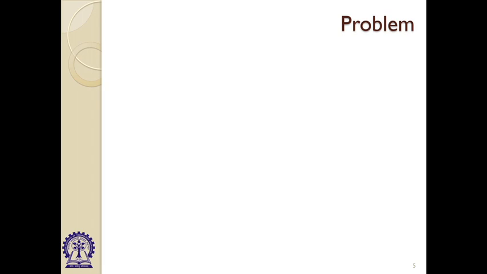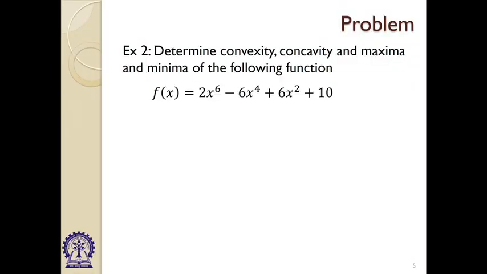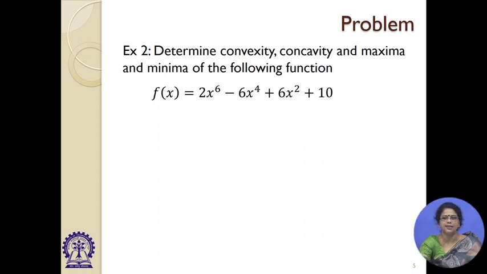For this problem we are trying to sketch the function first, then we will go for the maxima and minima of the function. This is the function for us: f(x) equal to 2x to the power 6 minus 6x to the power 4 plus 6x square plus 10. Now, if I ask you, tell me how to sketch this function. One thing we can do is first find the concavity part and the convexity part of this function. For finding the convexity or concavity, we have to find the second order derivative of the function.